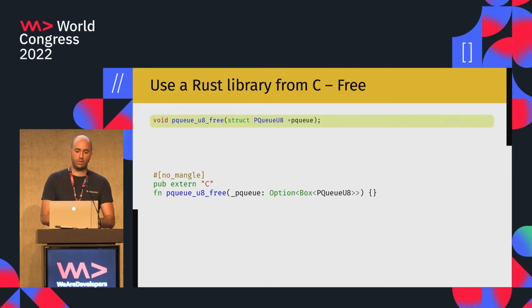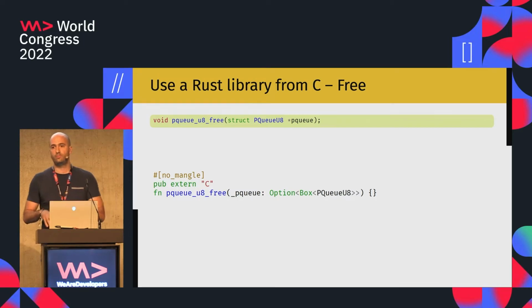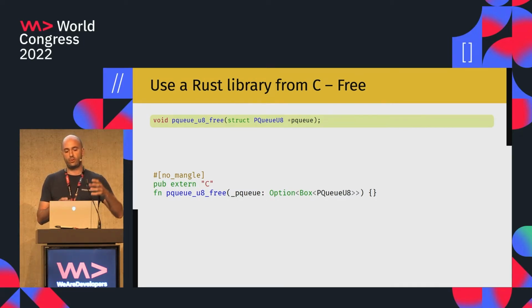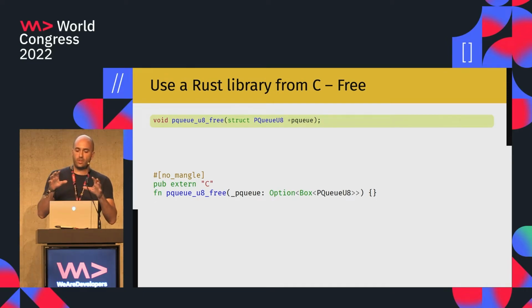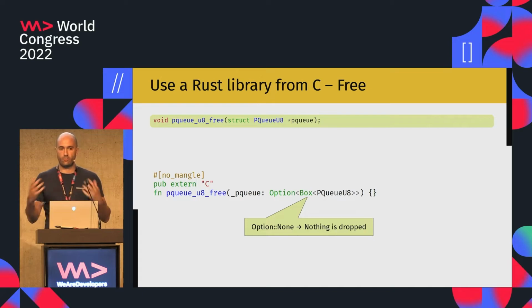OK, the free function for our queue takes the queue by ownership. So it moves ownership from the caller into the free function. And because it's an Option<Box>, it means that if there's something inside this option, this thing will get freed when the scope of this function exits. But if it's None, then nothing really gets dropped. So we don't really try to free a null pointer.